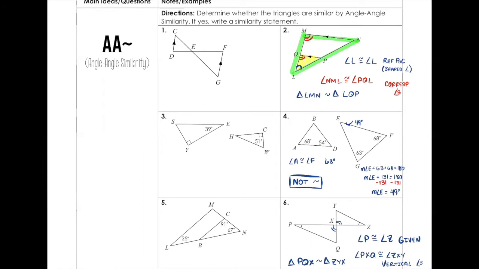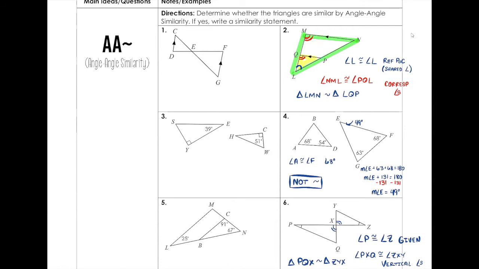Let's talk about proving triangles similar. So we had 5 theorems that prove congruence last unit: side, side, side; side, angle, side; angle, side, angle; angle, angle, side; and hypotenuse leg. The good news, there's only 3 similarity theorems. So we've reduced your workload by 40%.